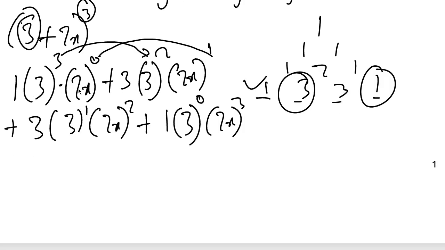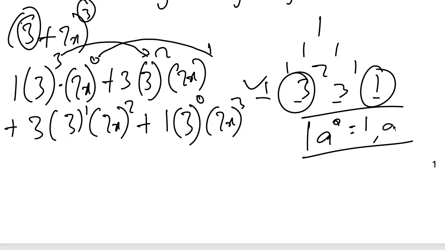27 times 1, because you should note, very importantly in this course, that a to the power 0 is equal to 1, where a is not equal to 0. Do you understand? So 3 to the power 3 is 27, (2x) to the power 0 is 1. So it will be 27 plus, then this is 3 times what? 3 squared, right? So that will be 3 times, 3 squared is 9 times 3, that's 27, times 2, that's 54x. Do you agree? Then plus 3 times 3 is 9.